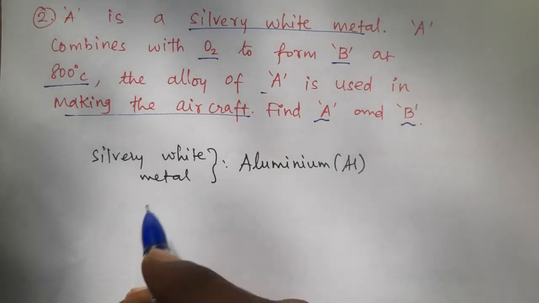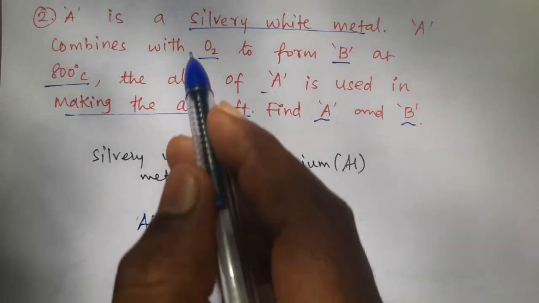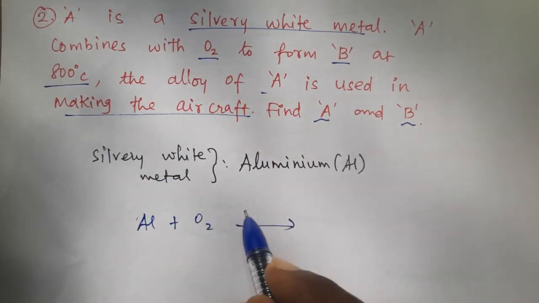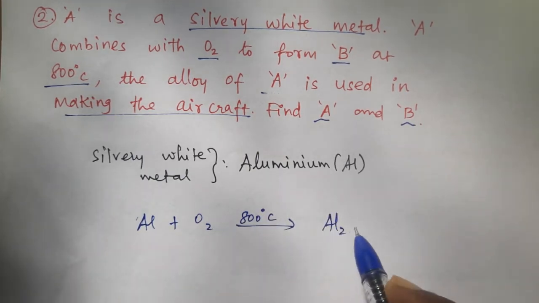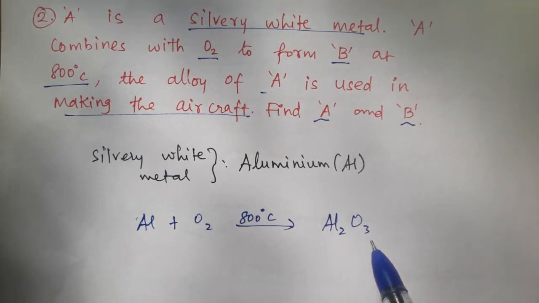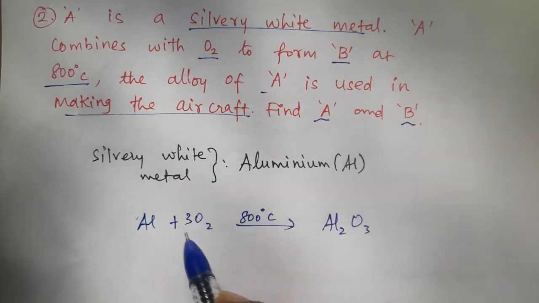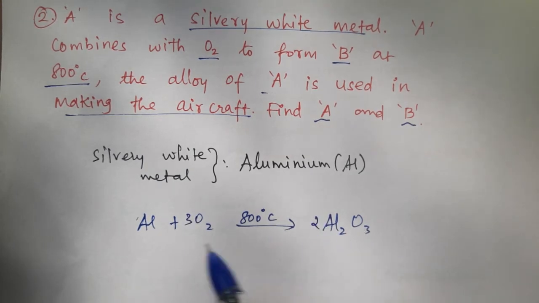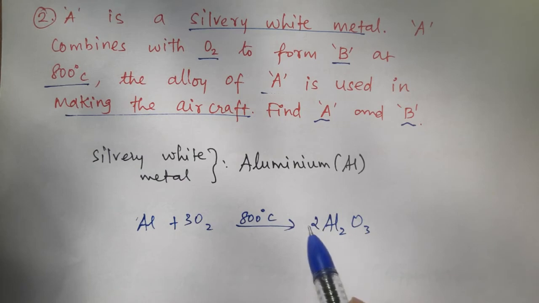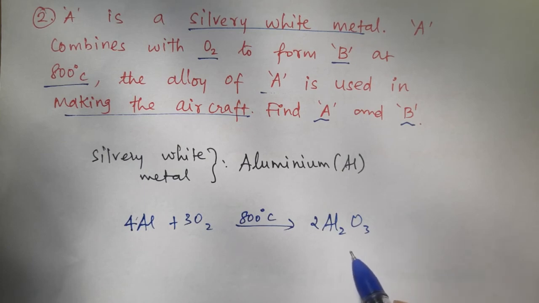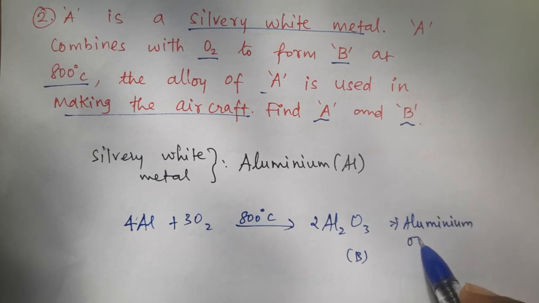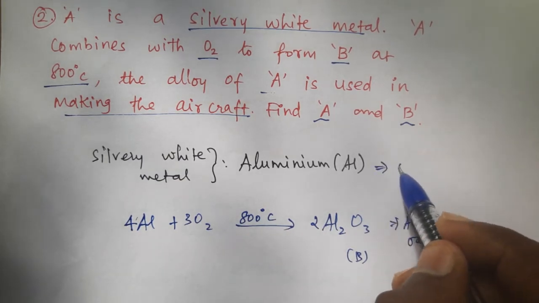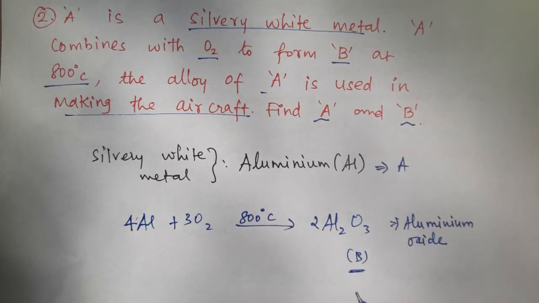This will be aluminum. This aluminum combines with O2 at a temperature of 800 degrees Celsius. It gives aluminum oxide, Al2O3. Here oxygen is 3, here oxygen is 2. To balance, this 3 we can write here, this 2 we can write here. So 2 3s are 6 oxygen, now 3 2s are 6 oxygen. Now aluminum is 4 aluminum, so we have to use here 4. This is compound B, aluminum oxide. A is aluminum, B is aluminum oxide.